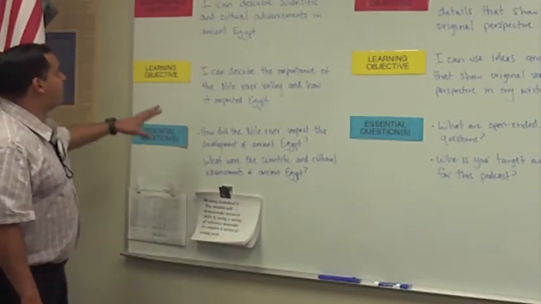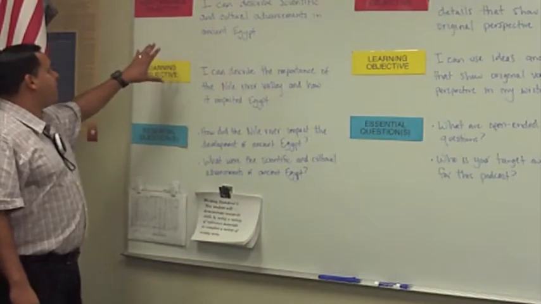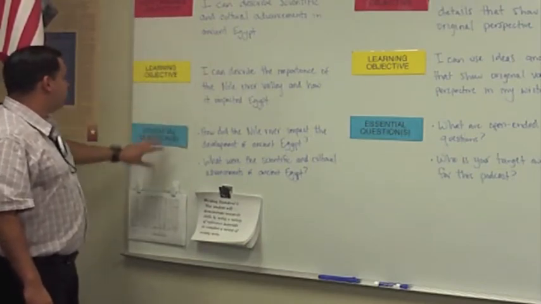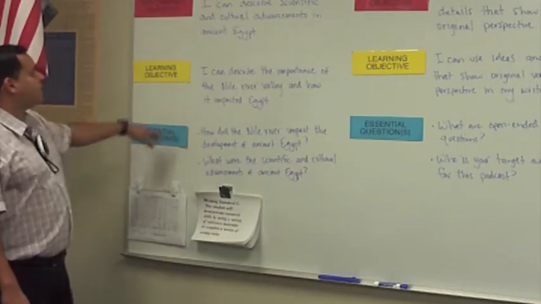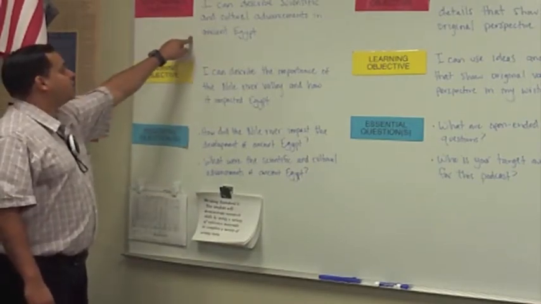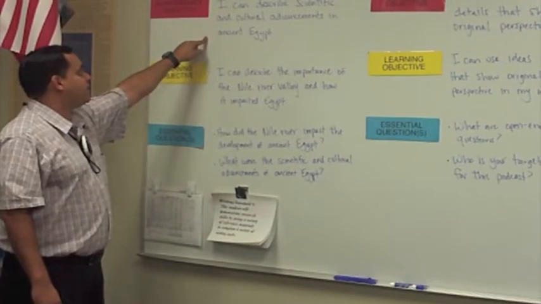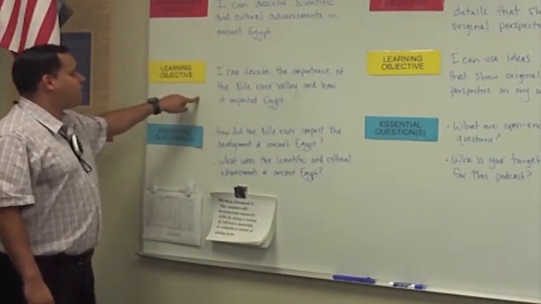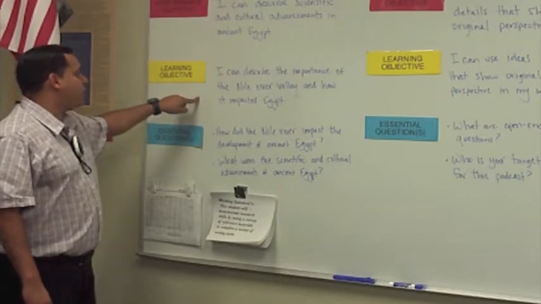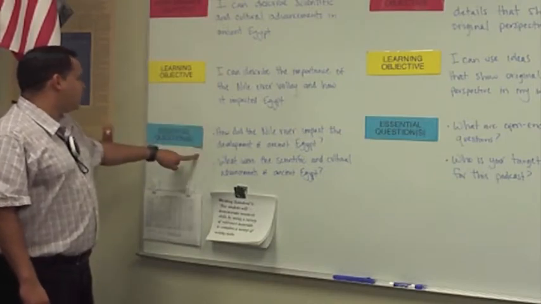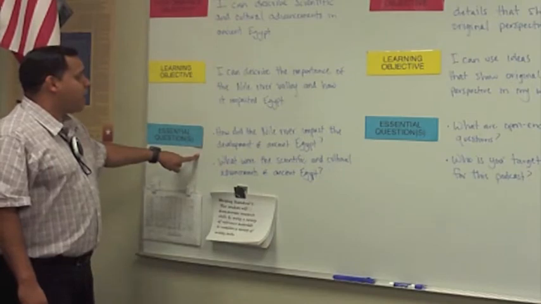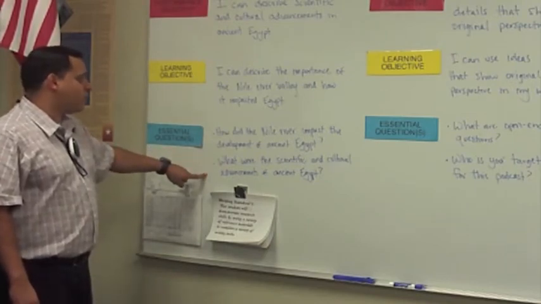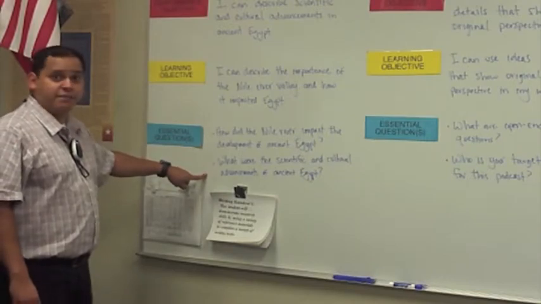And so each day in my classroom, I post my objectives on the board. I have my performance objectives, my learning objectives, and my essential questions. This week students will be describing scientific and cultural advancements in ancient Egypt. For the daily objective, they can describe the importance of the Nile River and how it impacted Egypt. Their essential questions for the week will be, how did the Nile River impact the development of ancient Egypt, and what were the scientific and cultural advancements of ancient Egypt?